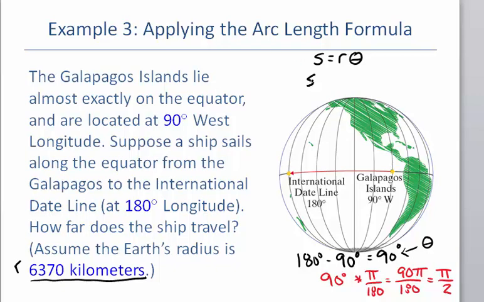All right, so we've got S is equal to our radius times our angle. And they are going to want this plugged into your calculator to get a number answer that doesn't involve the pi. So we're going to do 6,370 times pi over 2, and that should give us approximately 10,006 kilometers.